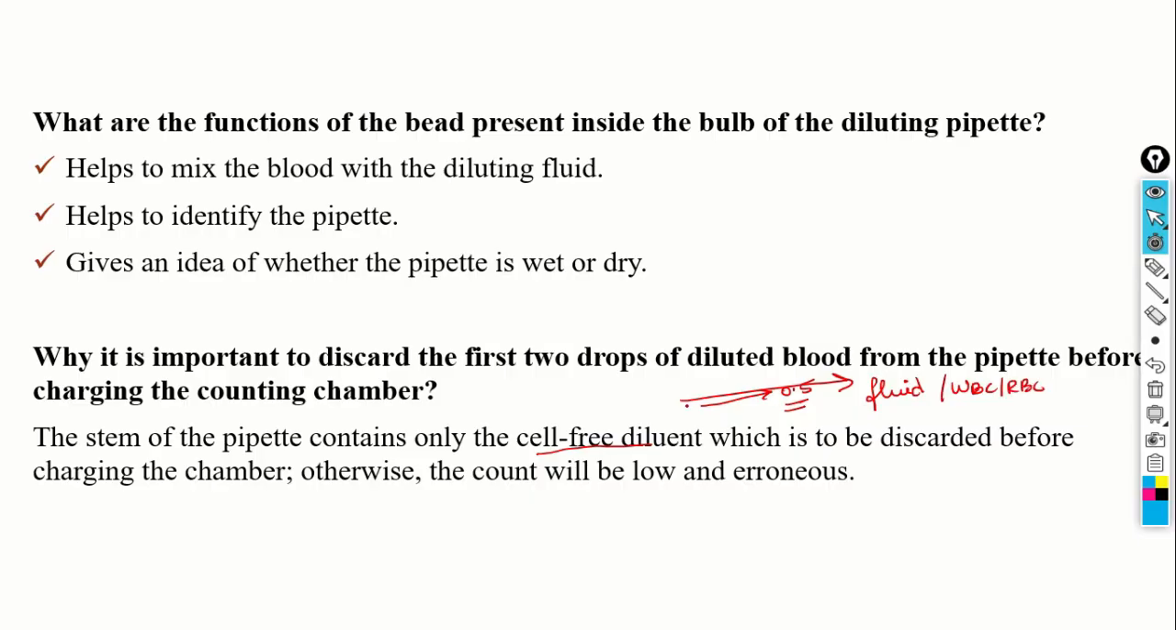So when you are sucking in, the point till here in the stem of the pipette, you will be having only the diluent, which means either RBC fluid or WBC fluid. So this contains no blood. So it should be discarded before charging the chamber. Otherwise the count will be very low and erroneous.